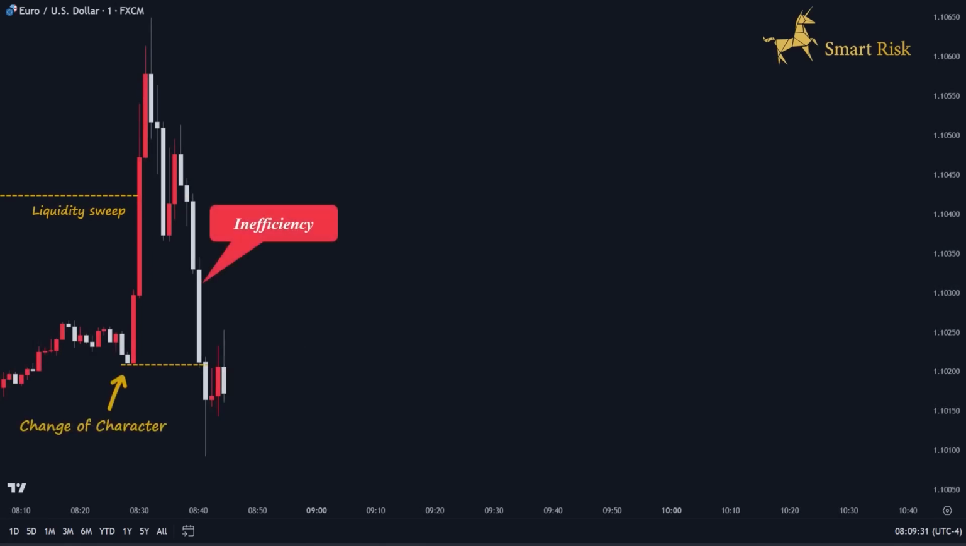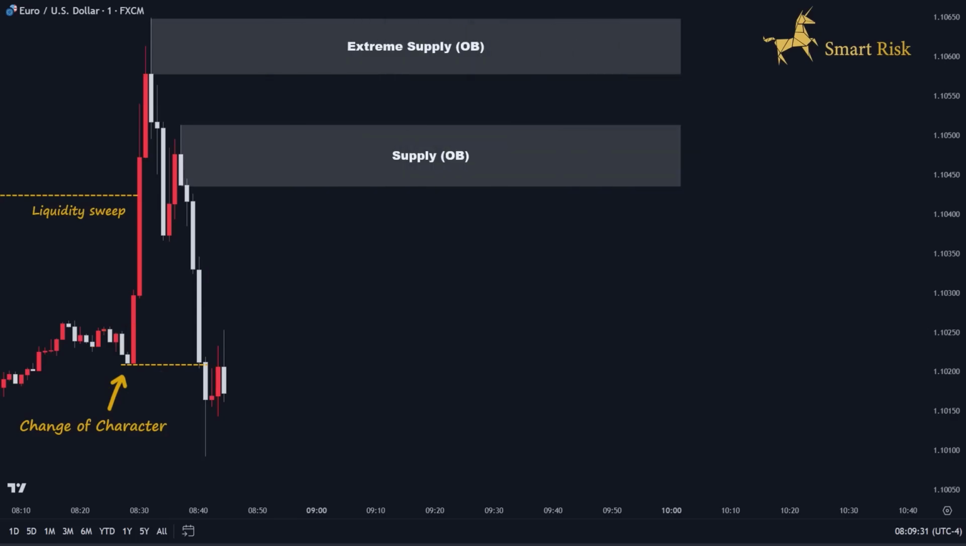Here, we have the 1-minute time frame chart. As you can see, price created a perfect change of character by breaking and closing below this structure to the downside, and also left an incredible inefficiency behind. Now moving on to the next step, I'll highlight the order blocks created by the change of character wave.